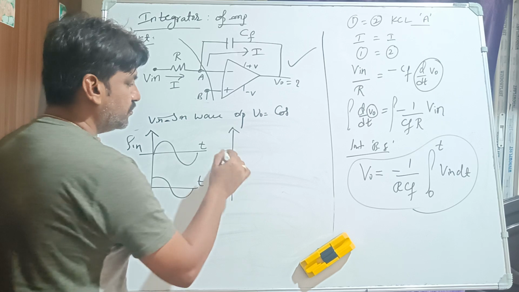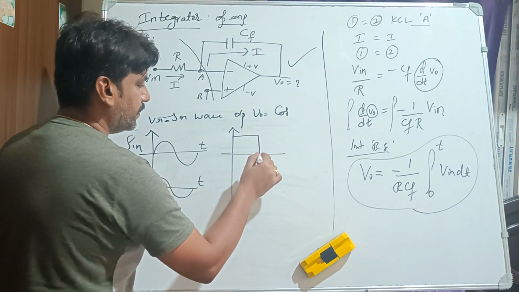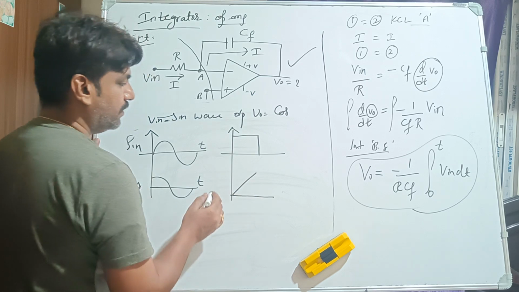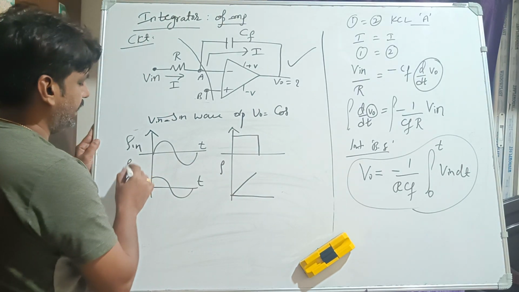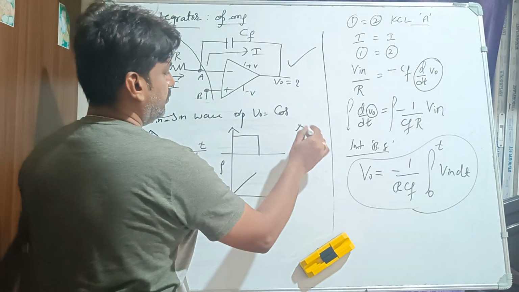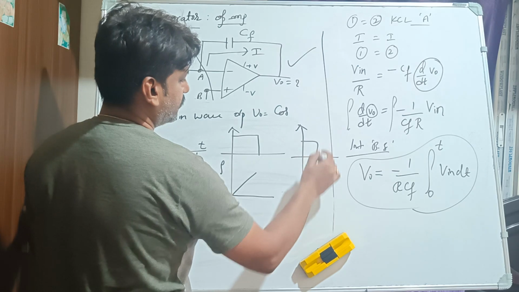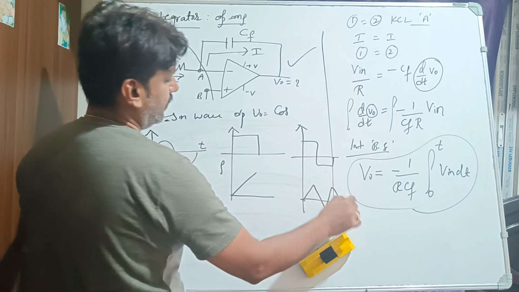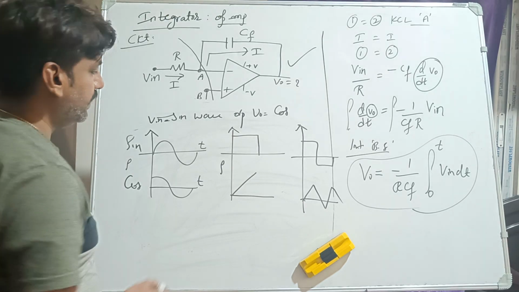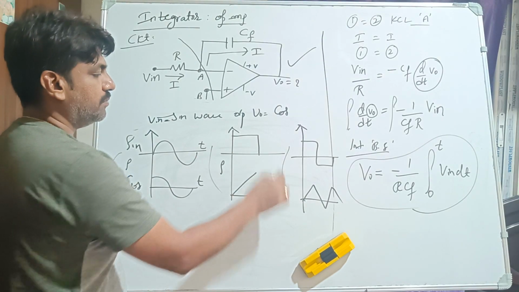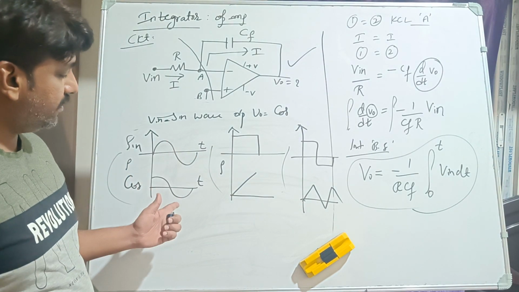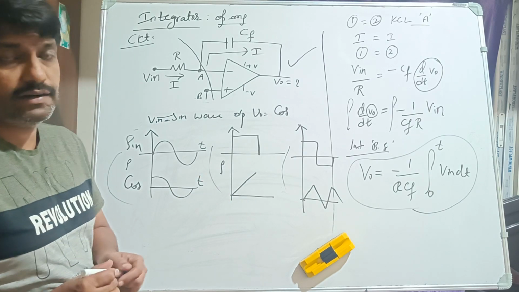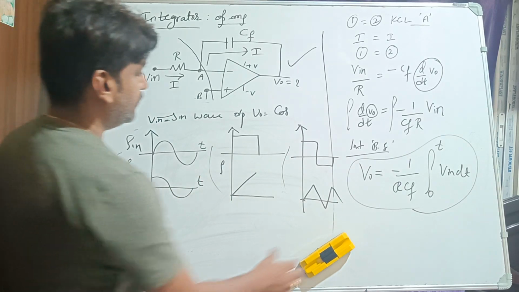Assume that the input is something like a step function. At that time we will get a ramp if I use the integrator. Suppose the input is a square, you will get a triangle shape waveform, right? For this we will have a procedure, but you should know sine gives cos, step gives ramp, and square gives triangle, right?